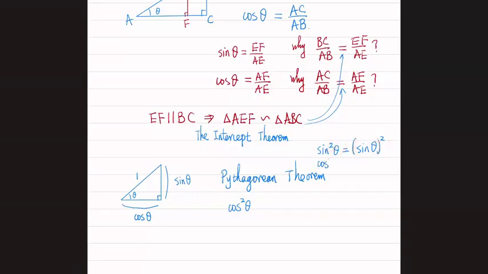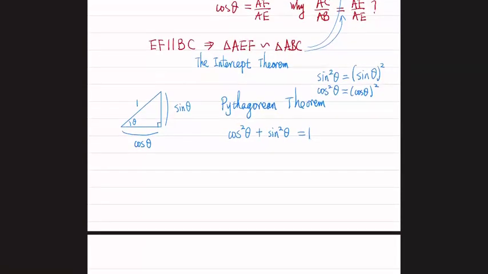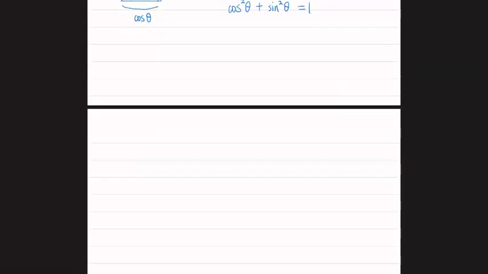Same way. The Pythagorean theorem. A very important property of these two trigonometric functions. And then we define another two trigonometric functions, tangent and cotangent.